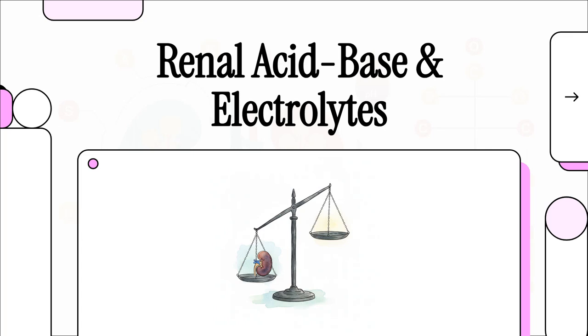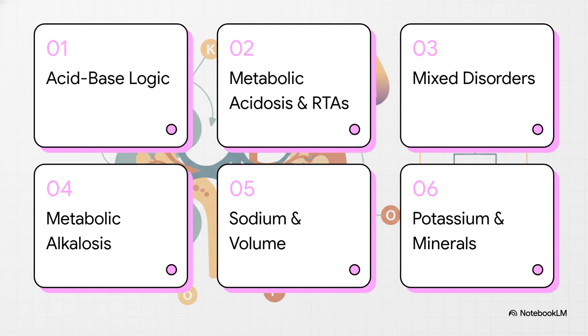Let's jump right into high-yield renal acid base and electrolyte management. We're strictly covering the Step 2 CK next best step decision logic. For our agenda today, we're hitting acid-base interpretation logic, metabolic acidosis and RTAs, mixed acid-base disorders, metabolic alkalosis branching, sodium disorders and volume, and finally potassium and mineral traps.